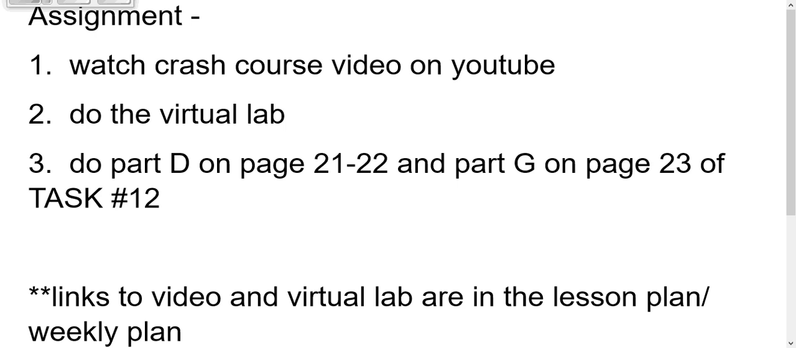Your assignment for today is you can watch the Crash Course video on YouTube, do the virtual lab, and then do part D on pages 21 and 22, and part G on page 23 of task 12. I'll also be putting up an exit slip before Friday that you can try before then. Links to the videos and virtual labs are in the lesson plan or the weekly plan on Teams.